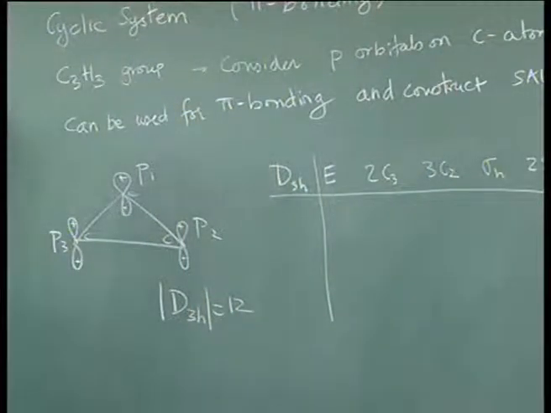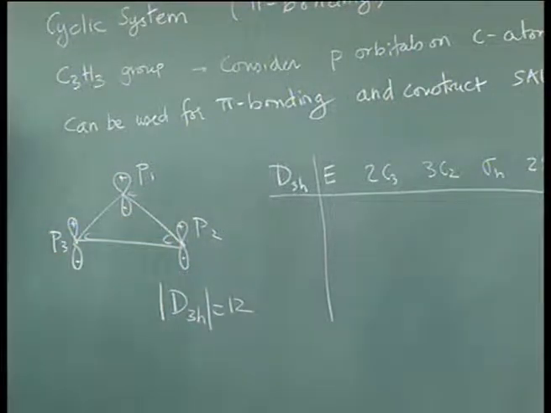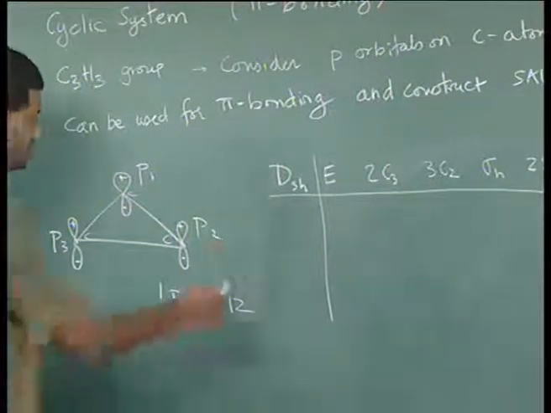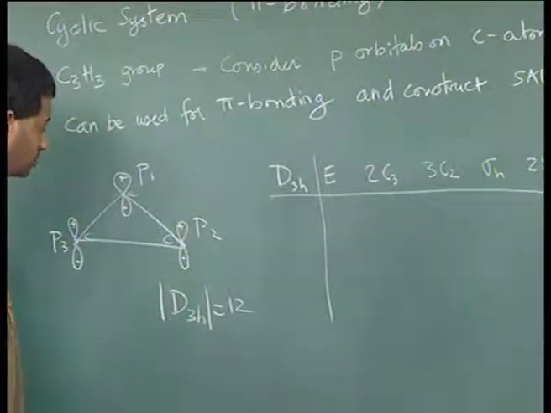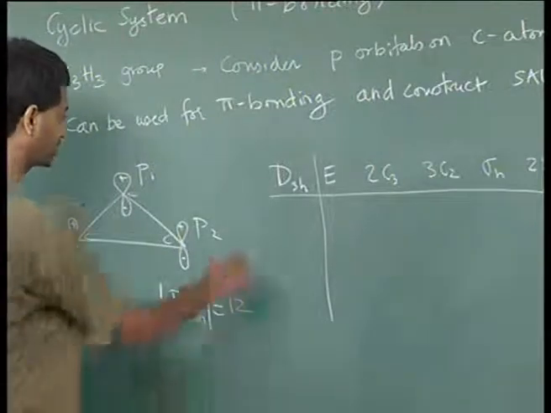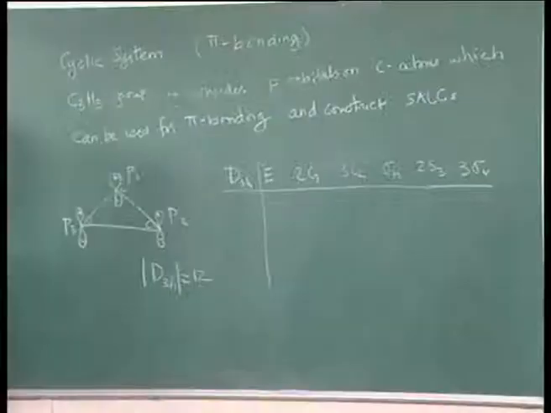Now P1, P2, P3. Now the 6 irreducible representations, if you remember, you can show that they correspond to various one-dimensional and two-dimensional representations. So there will be two-dimensional and there will be 4 one-dimensional representations.